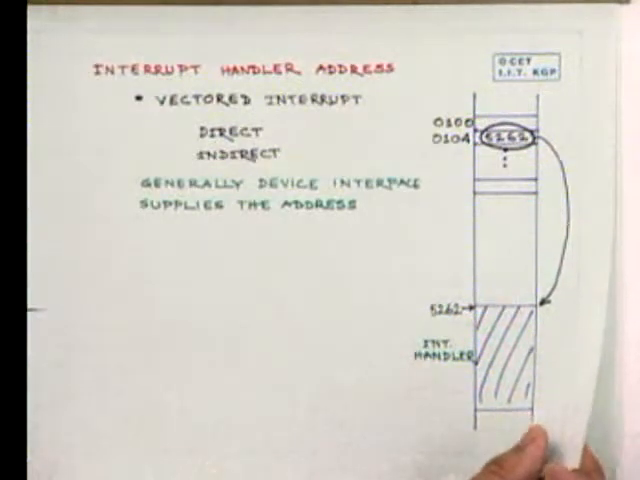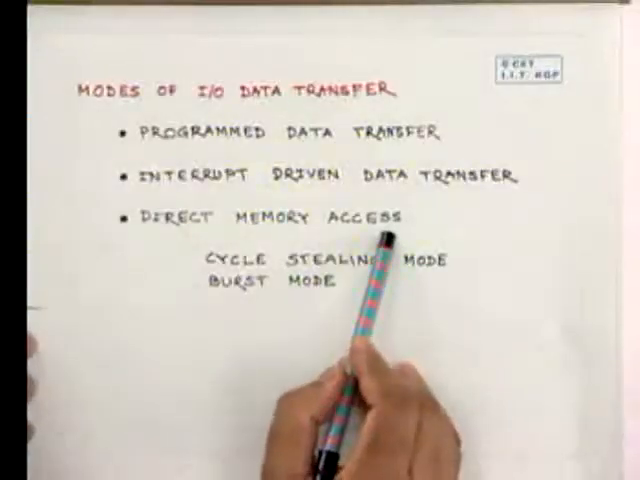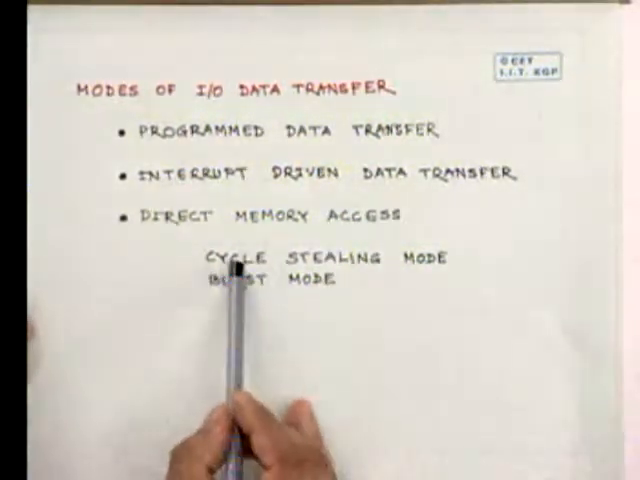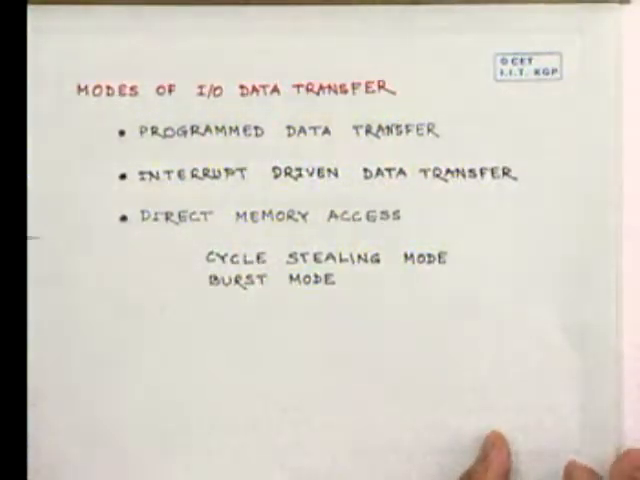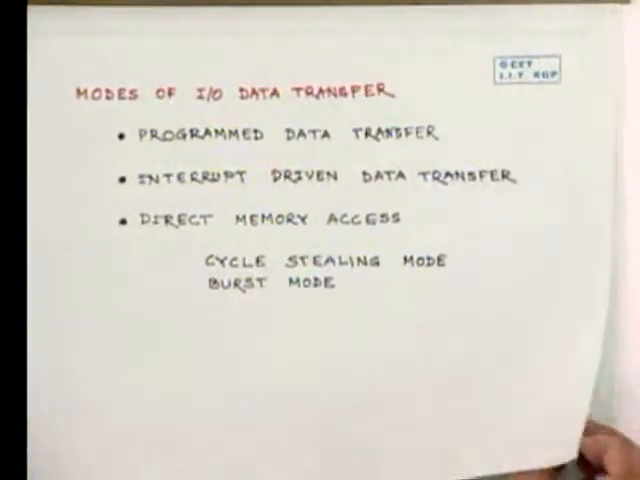Now, this is so far as interrupt driven IO handling is concerned. Let us now discuss another IO transfer mode, which is direct memory access. That can be in cycle stealing mode or in burst mode. Let us now discuss the direct memory access mode.